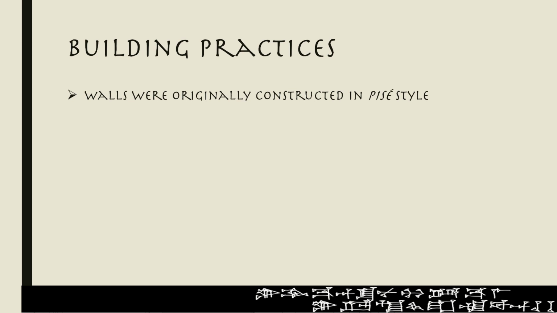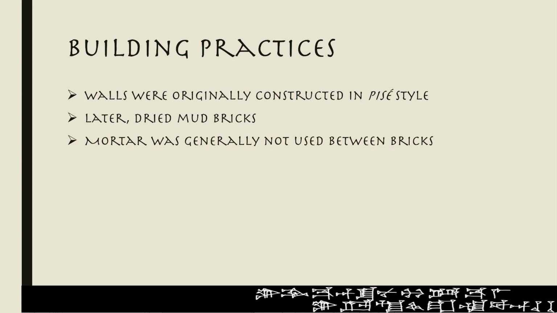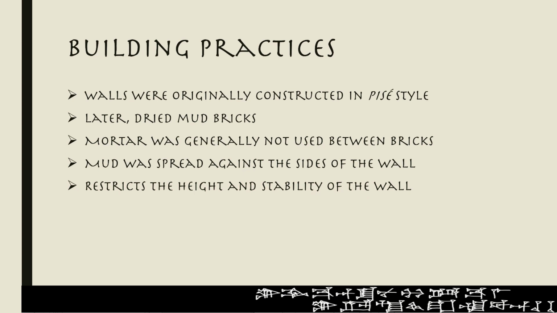He finishes up the chapter by discussing some of the building practices, particularly using mud. So walls were originally constructed in a Pisé style, so this sort of rammed earth, layering. Later, mud bricks were formed in frames and dried, but mortar was not generally used between the bricks. Instead, they smeared mud, spread it along the sides of the wall. Unfortunately, by doing this, it restricts the height and the stability of the wall.